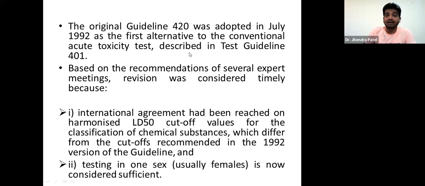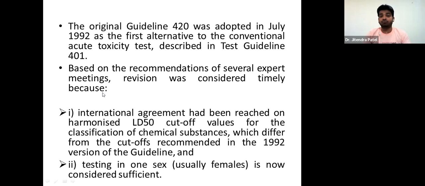The original guideline 420 was adopted or implemented in July 1992, right, as the first alternative to the conventional acute toxicity test described in test guideline 401, right? So 401 came first, then 420 was adopted and came into effect in 1992, right? How did it come? Based on the recommendations of several expert meetings. Revision was considered timely, right?